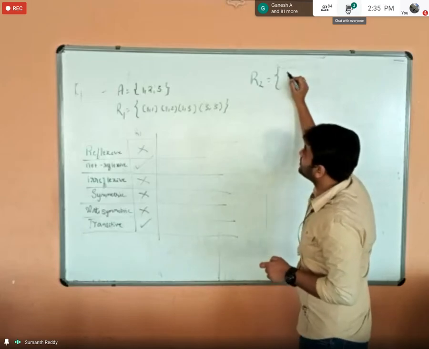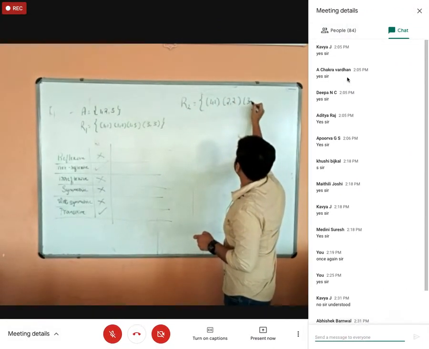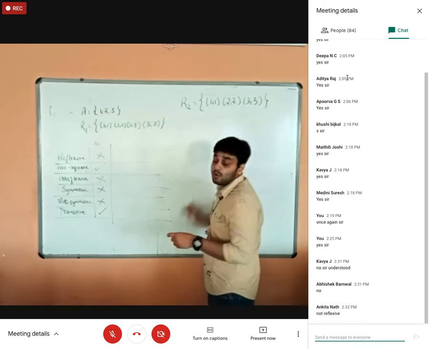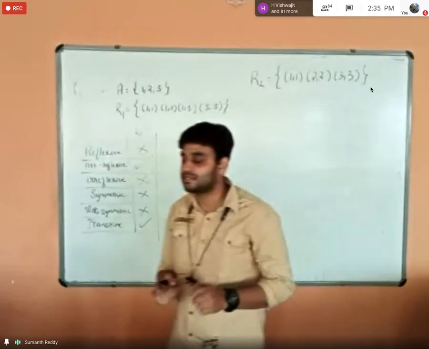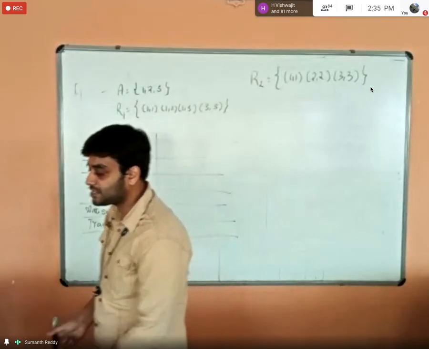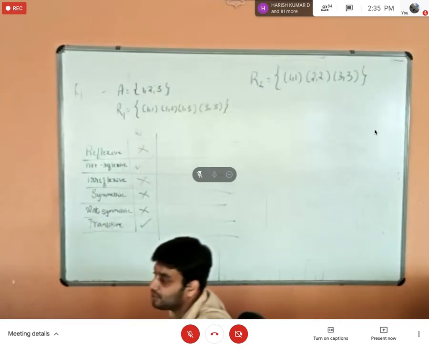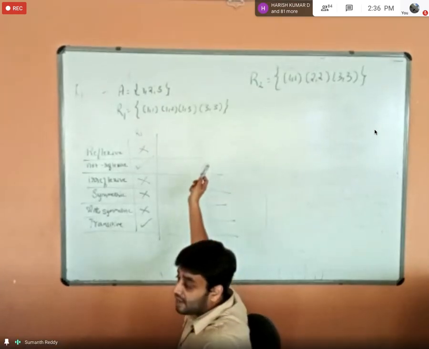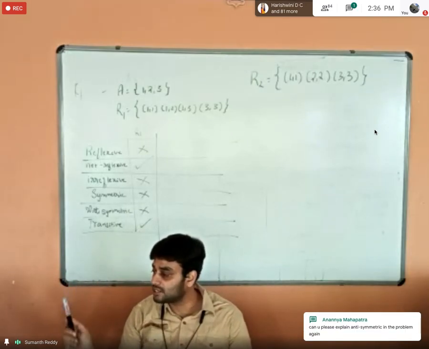I'll give you the ordered pairs 1, 1, 2, 2, 3, 3. Students, now you have to answer what is the nature of this relation R2. Just analyze and tell me. If the board is not visible, I'll read the question for you. The relation R2 contains the ordered pairs 1, 1, 2, 2, and 3, 3.